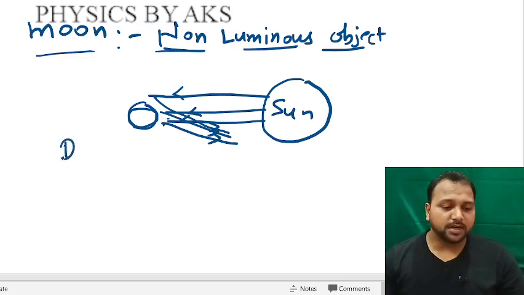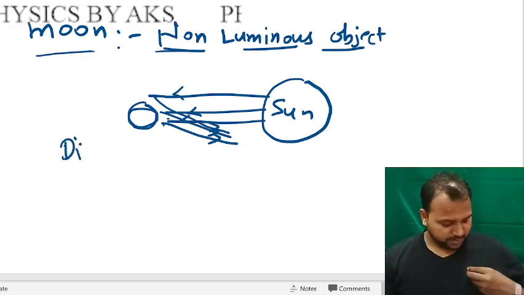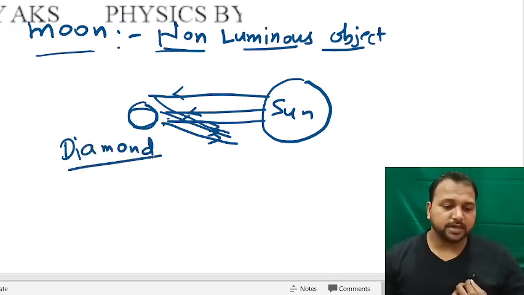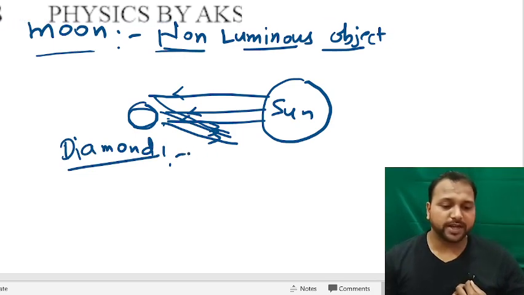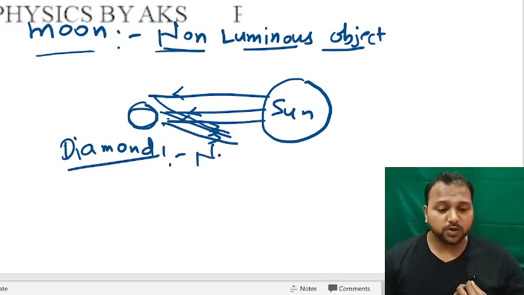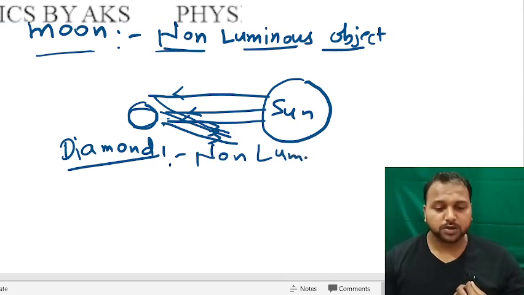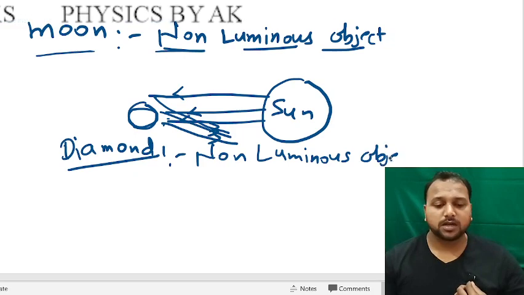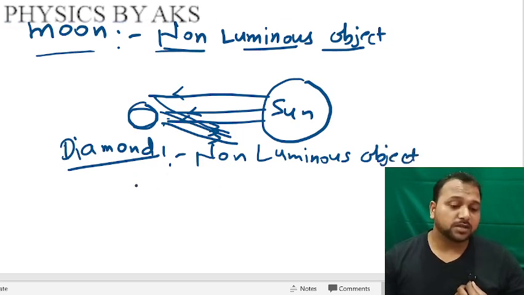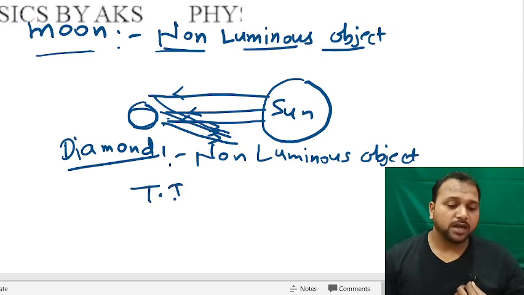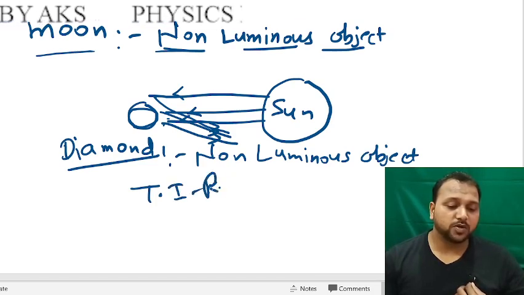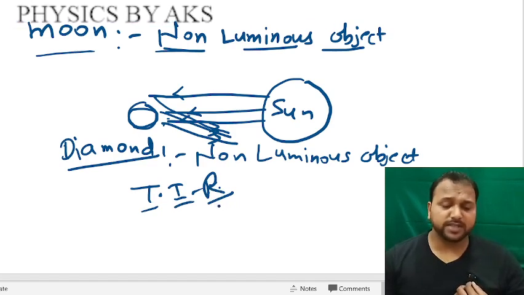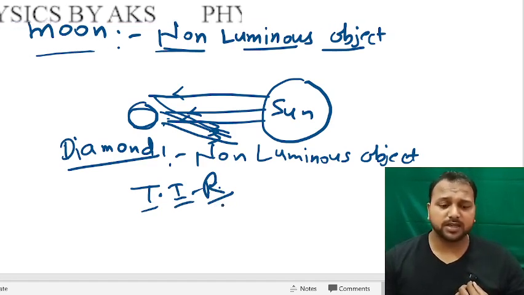Again, diamond. So what is diamond? Is it luminous or non-luminous? So it is also a non-luminous object. So why does it glow in the dark? Because it performs total internal reflection. It is also one of the physical phenomena which we will see further in this chapter.